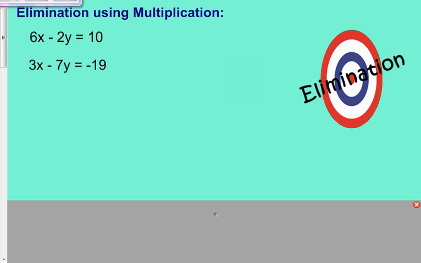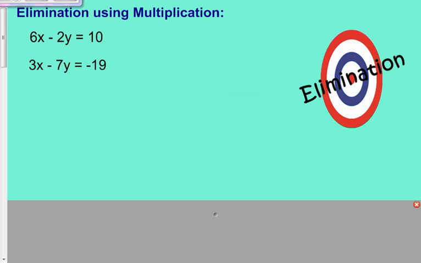Welcome students. Today's lesson is called Elimination using multiplication this time. This one's a little bit more involved. We're going to end up adding our equations together like the last lesson, but first we have to multiply something with one of them to create common coefficients.